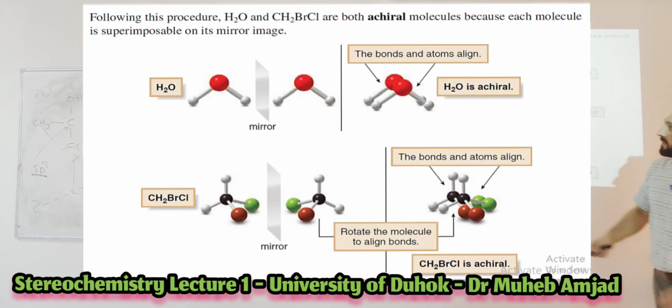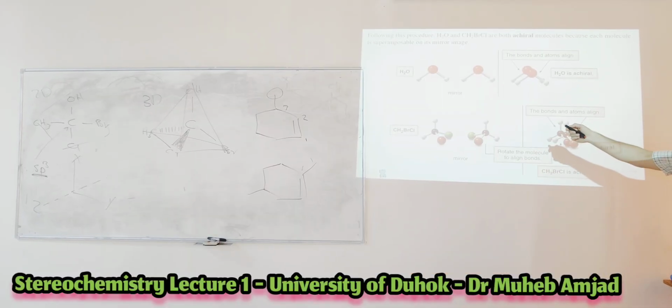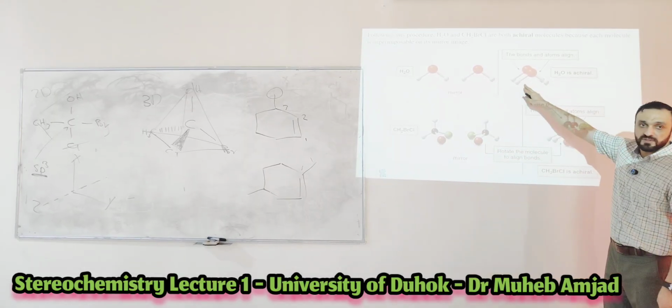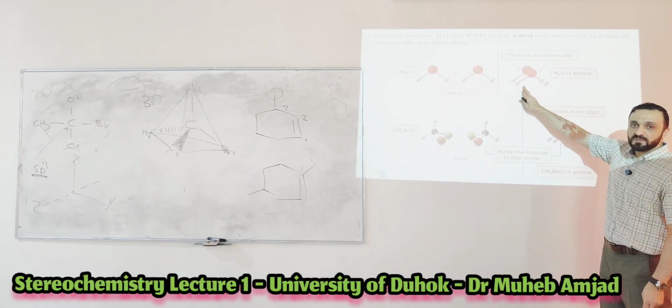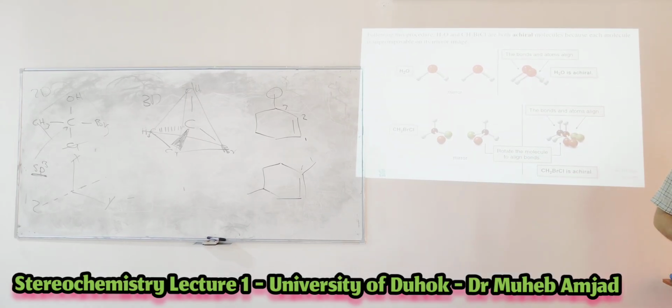So, step number two for the H2O. This is the H2O, and this is the mirror image for the H2O like that. Are they superimposable or not superimposable to each other? Testing. Look. Superimposable. That means it will be chiral or achiral? It will be achiral. It will be an achiral molecule.